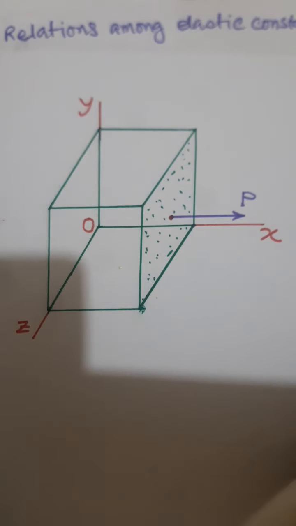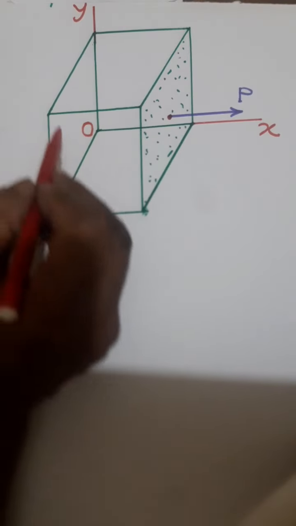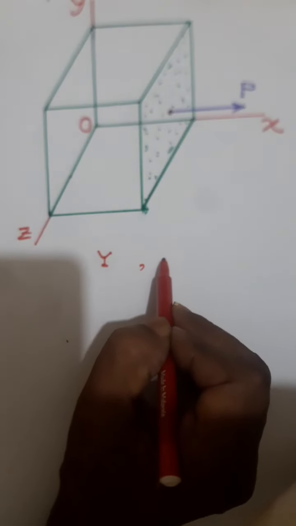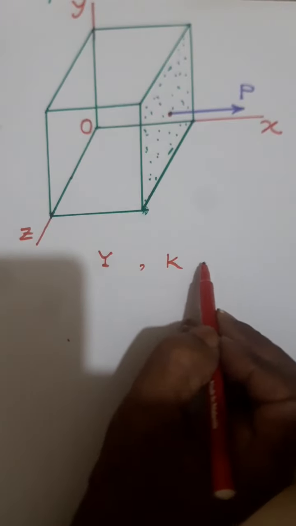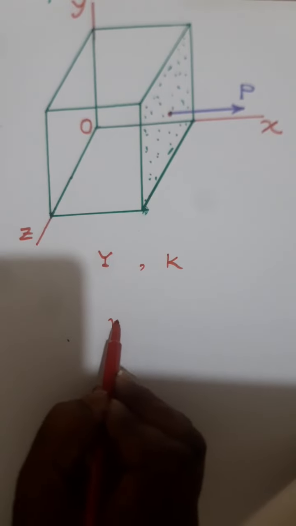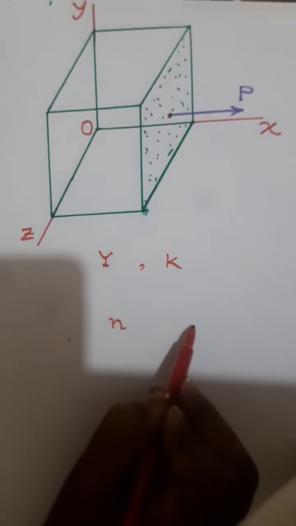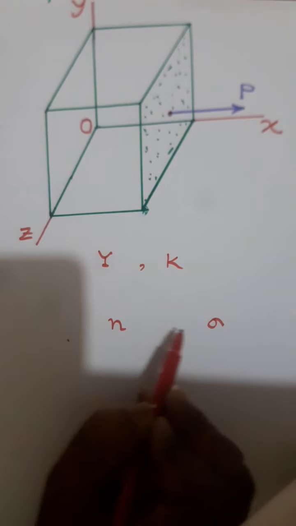Dear students, with best wishes to you all, I will establish the relations among elastic constants. The elastic constants are Young's modulus Y, bulk modulus K, modulus of rigidity n, and Poisson's ratio sigma.